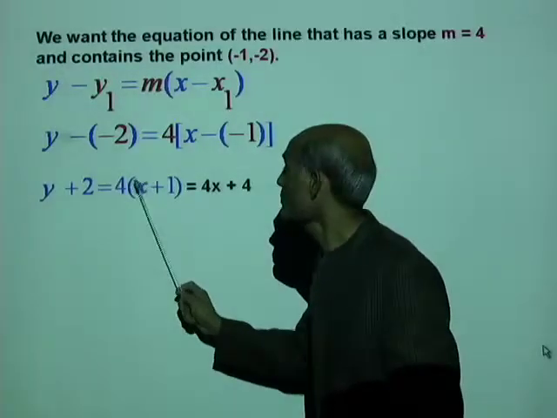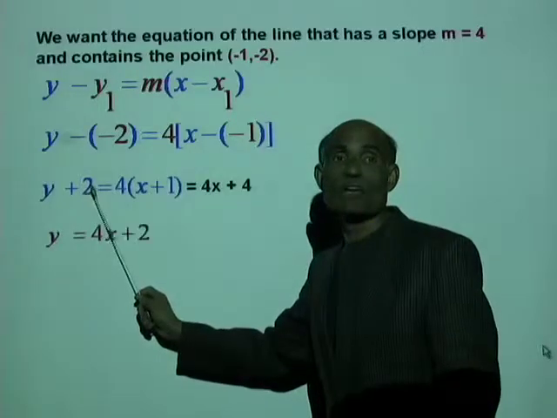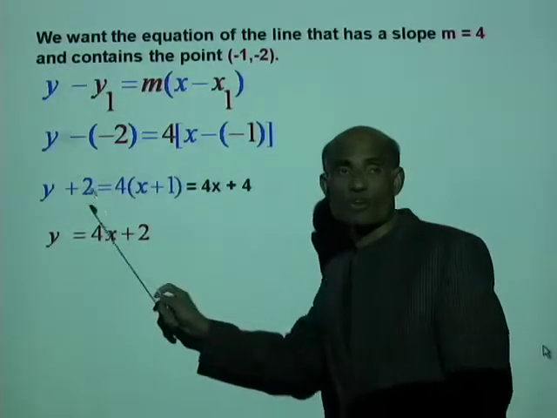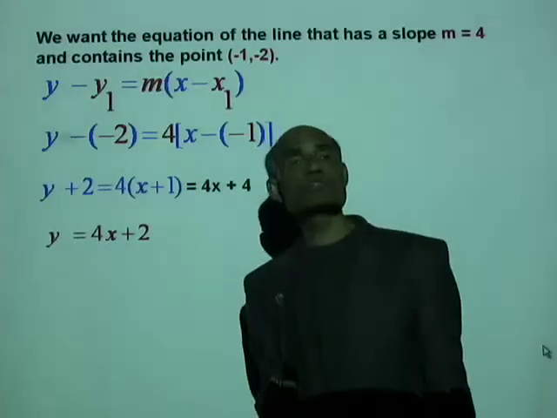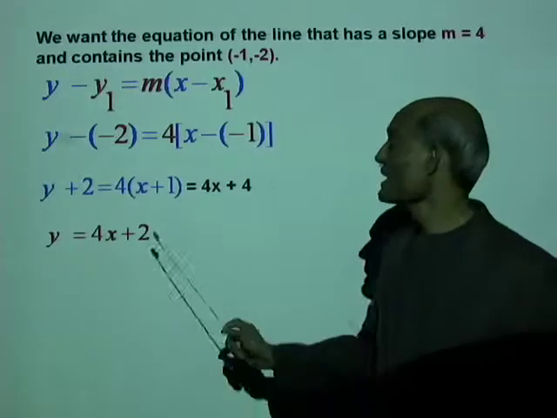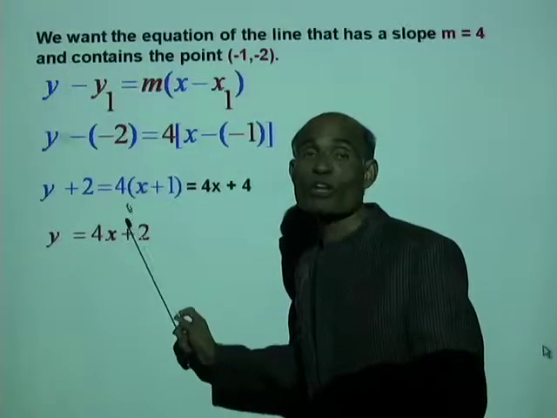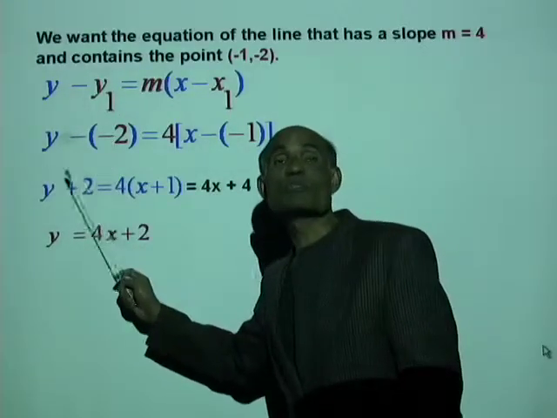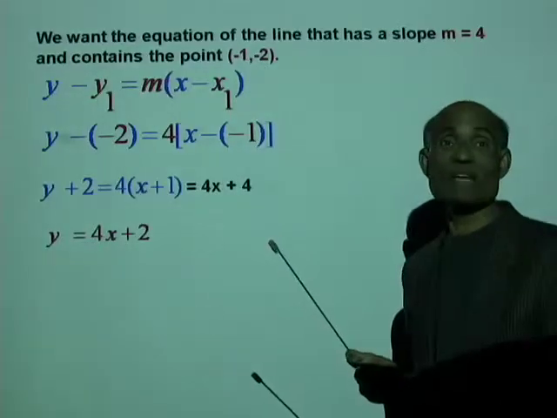And 4 times x plus 1 is 4x plus 4. Move the plus 2 from the left to the right, or subtract 2 from both sides. I'll give you y equal to 4x plus 2 is the equation of the tangent line for the graph of the function y equal to x cubed plus 1 over x at the point x equal to -1.